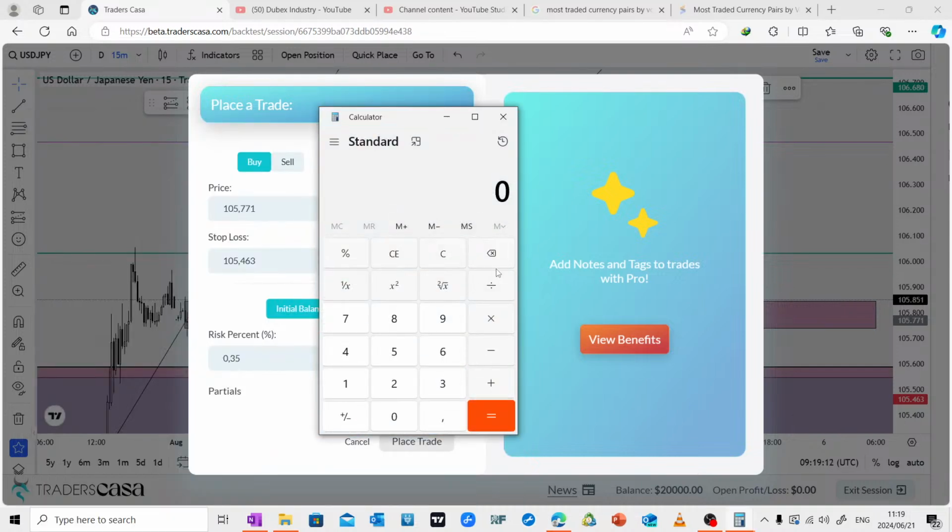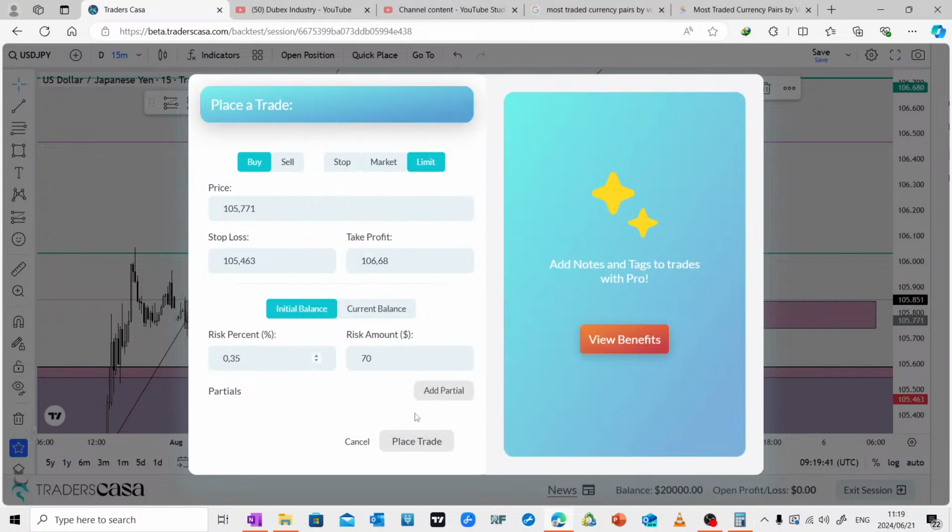So since I'm being conservative on this stage, since I'm in the premium of a short-term trade, I'm gonna risk 0.35% times account size 20,000. Then we get $70. Yeah, so that's my trade right there.